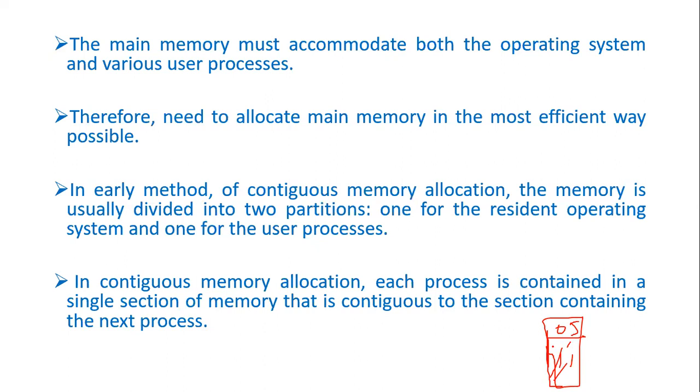In contiguous memory allocation, each process is contained in a single section of memory that is contiguous to the section containing the next process.